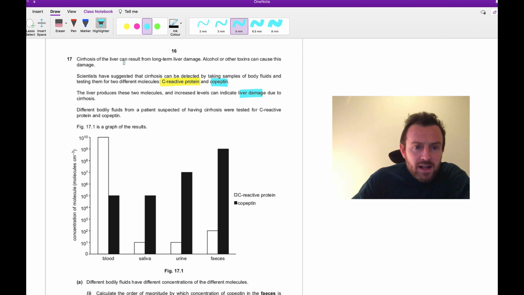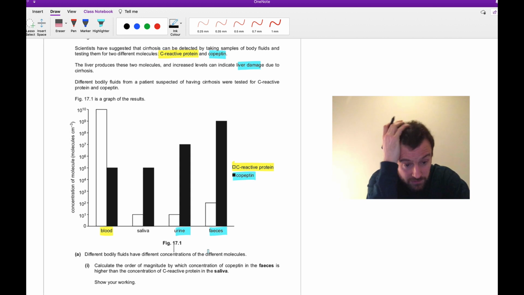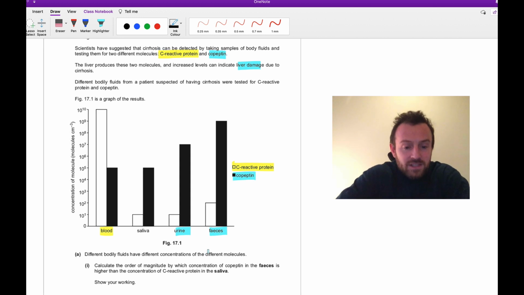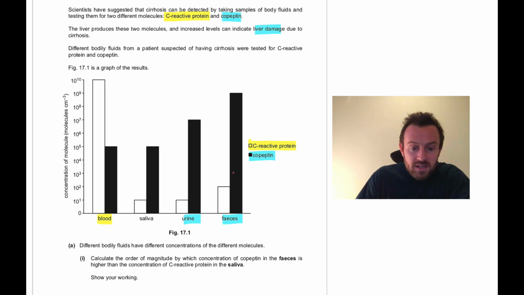Okay, so C-reactive protein is super high in blood, whereas copeptin is seemingly very high in feces, well, and urine as well. That's interesting. Okay, different body fluids have different concentrations of the different molecules. Calculate the order of magnitude by which concentration of copeptin in the feces is higher than the concentration of C-reactive protein in the saliva. Oh, maths. Okay, so copeptin in the feces. That's this one, in the feces.